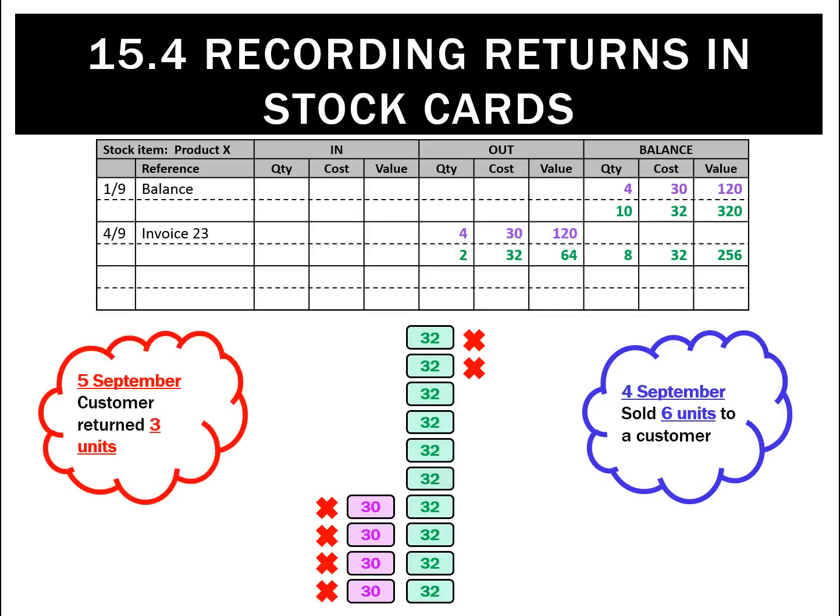Now, on the 5th of September, a customer returned 3 units. How did we value them? Well, we couldn't value them all at $32, and the reason is I never had 3 more at $32. Yes, I've got 8 left here, but I can't say now that 3 more of those have come back because I never had them. So what I'll do is assume that 2 of them came back at $32, so that gives me the 10 that I originally had, but I need to stop there because I can't use any more at $32.